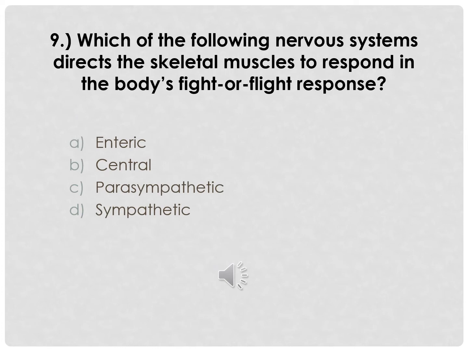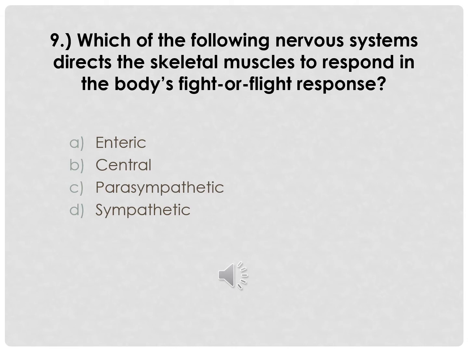Which of the following nervous systems directs the skeletal muscles to respond in the body's fight or flight response? So let's look at letter A, the enteric nervous system. That's actually the nervous system involved in digestion. So we can rule out letter A.